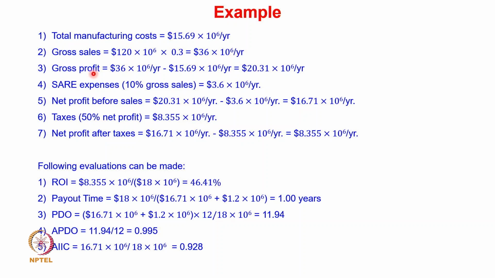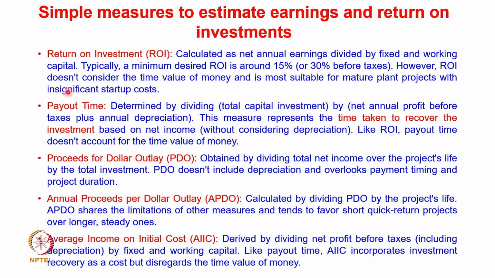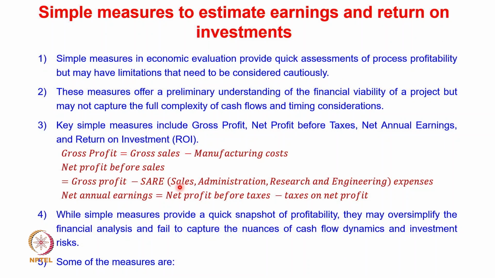Now gross profit will be what? Gross sales minus this cost, total manufacturing cost. So total manufacturing cost is 15.69 into 10 raised to power 6. If I subtract that from the gross sales, we get the gross profit, which comes around 20.31 into 10 raised to power 6 dollars per year. And again from this gross profit we have to subtract the share expenses. Remember the share expenses which we have defined here. So share expenses are nothing but sales, administration, research and engineering expenses. So these expenses we can subtract.